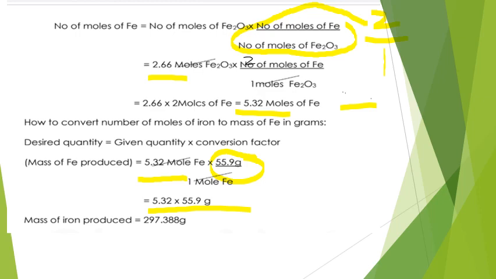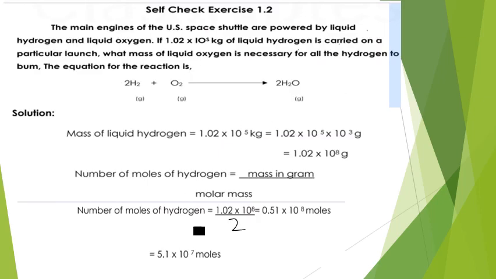Okay, now this is how to calculate. You have applied all four steps. Number one, you wrote a balanced chemical equation, then you found the moles of the substance, then you applied a conversion factor to find the moles of iron, and then the moles of iron were converted into mass. Done? Now this is self-check exercise 1.2.